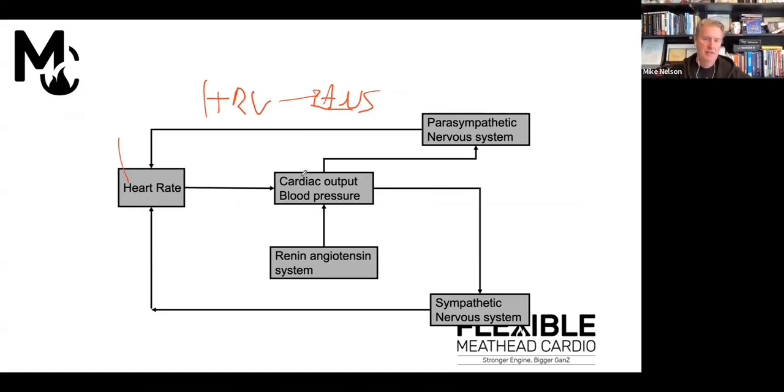So here's our heart rate. We obviously want to keep cardiac output and blood pressure. This is subregulated by the RAAS system, the renin, aldosterone, angiotensin system, influenced by the parasympathetic and the sympathetic side of the nervous system. So all these correlate to make sure that, again, you get decent blood flow primarily to your brain and to your cardiac tissue.